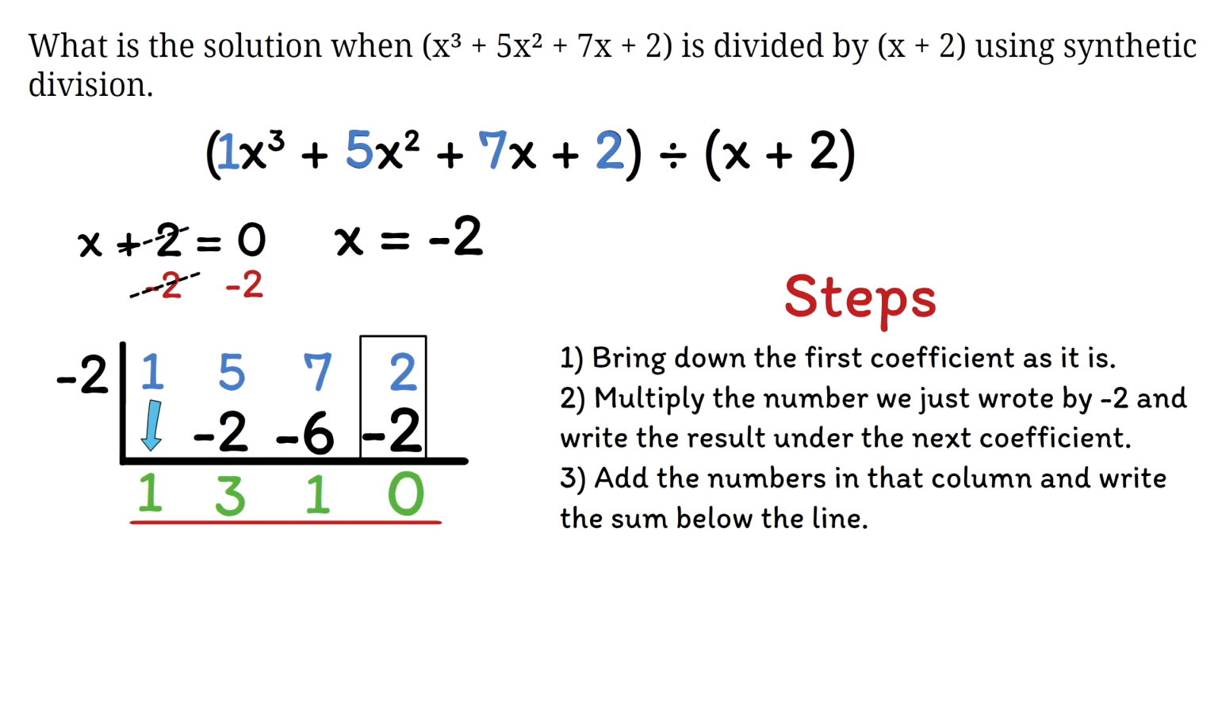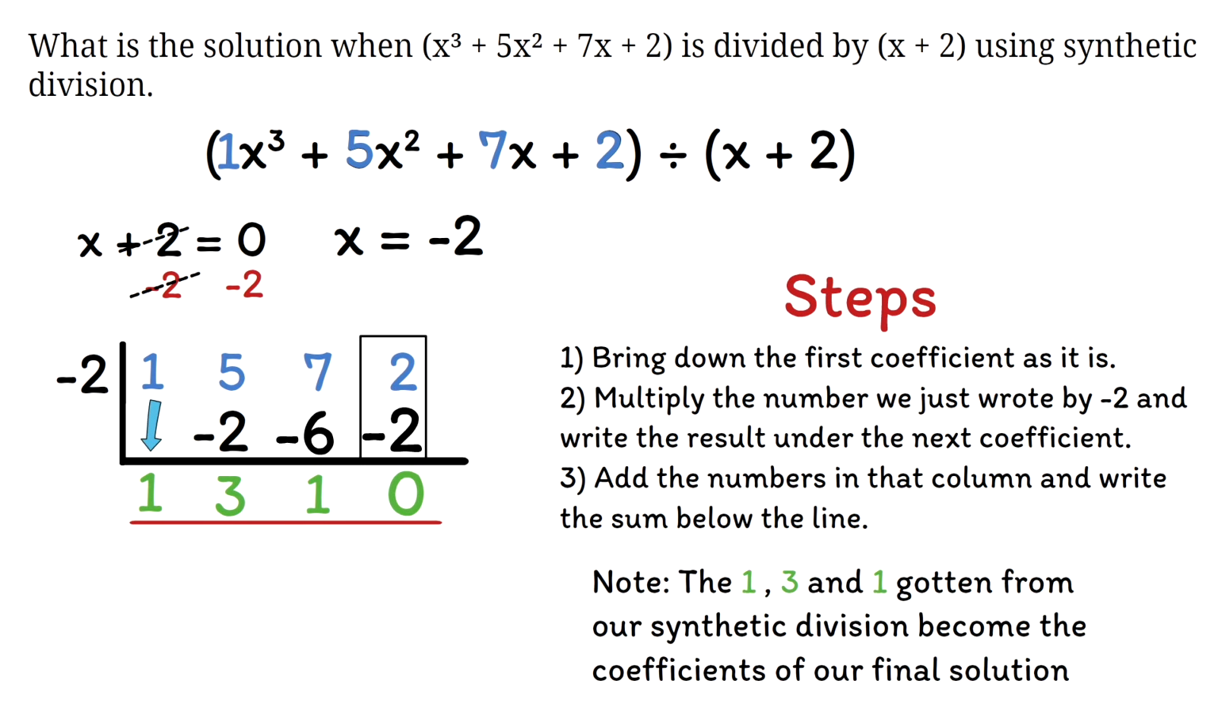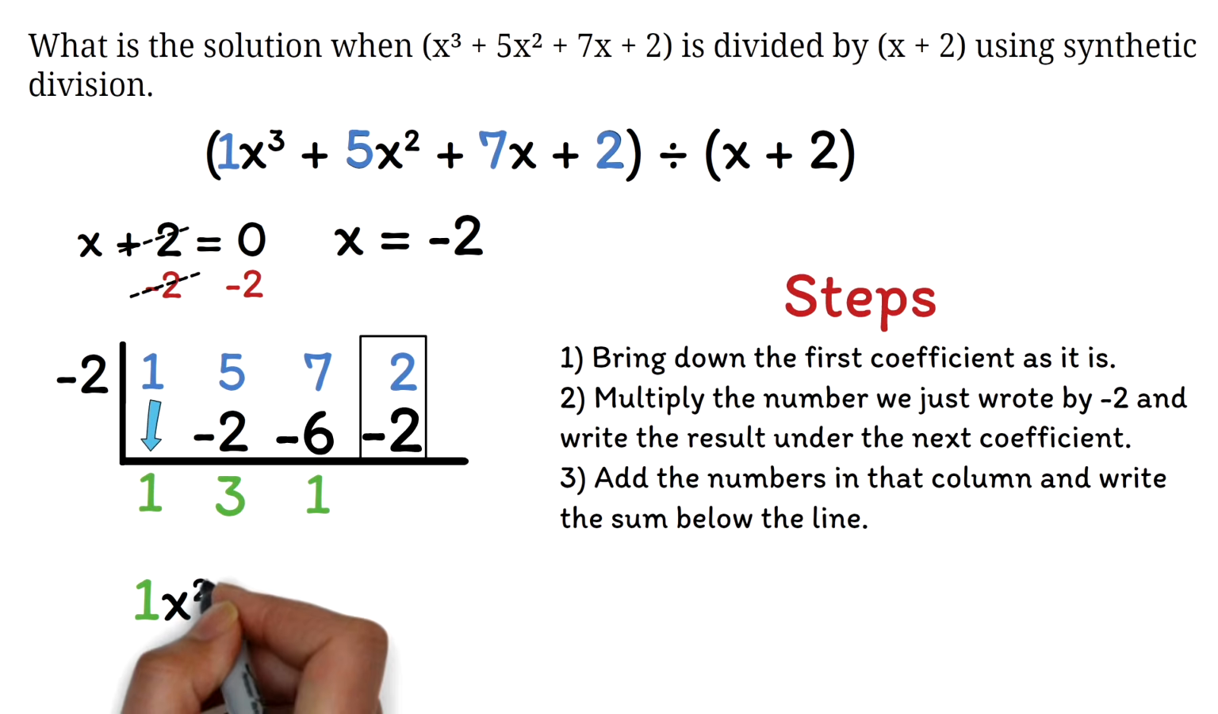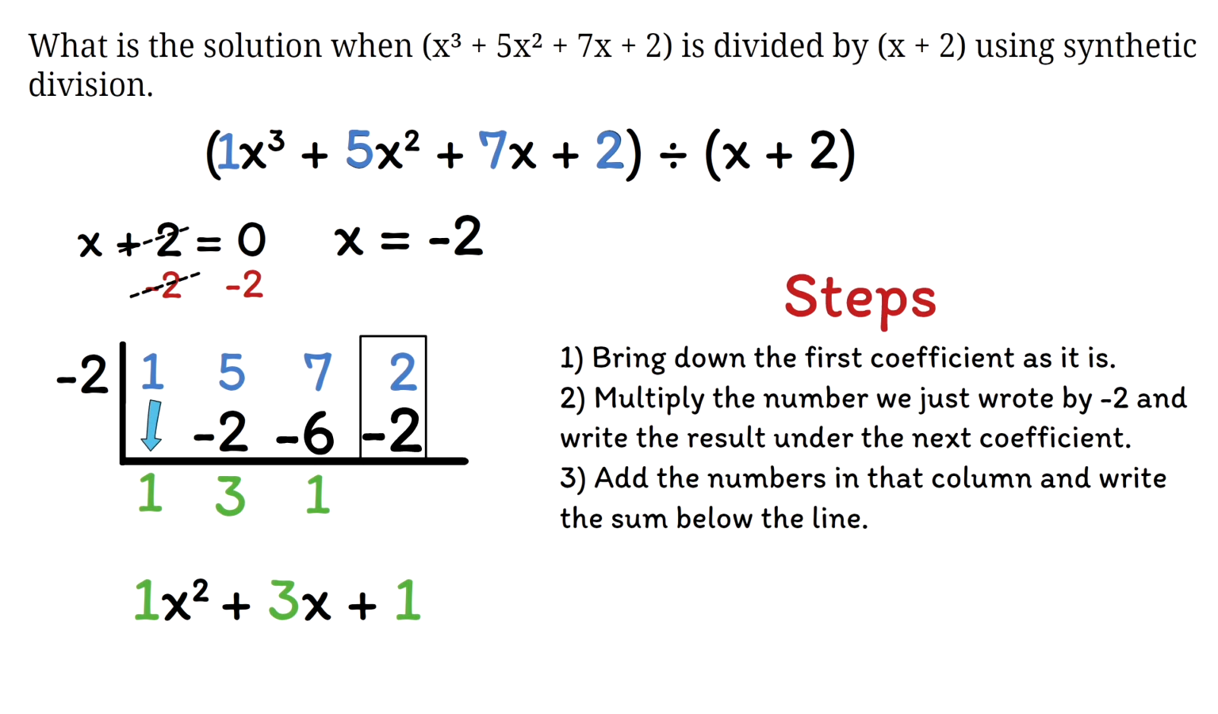The bottom row gives us the coefficients of the answer, so we must interpret it. To do this, we need to note 2 things. First, the last value in the bottom row always represents the remainder, and since it's 0, there is no remainder. Secondly, all the x terms in our answer will be 1 degree lower than the original polynomial. That means our final answer would be 1x squared, which is the same as x squared, plus 3x, plus 1.